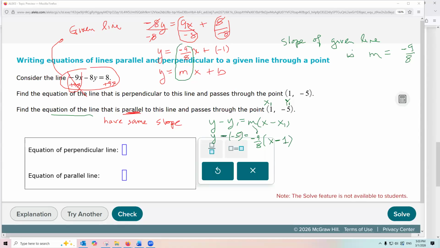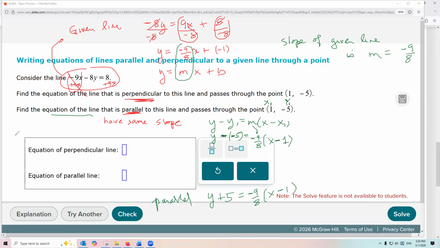Again, whenever you subtract a negative number, that flips to be an addition. So I'm going to write y plus 5 equals negative 9 over 8, x minus 1. I could leave my answer like that. So this is the line parallel to the given line through the point.